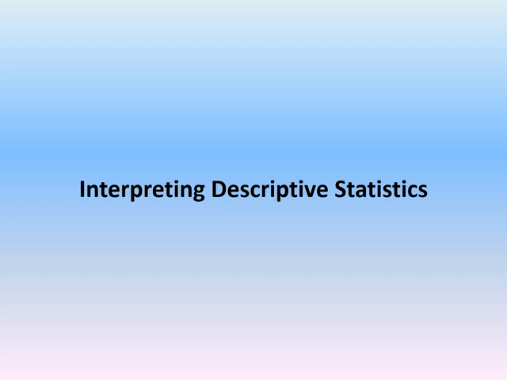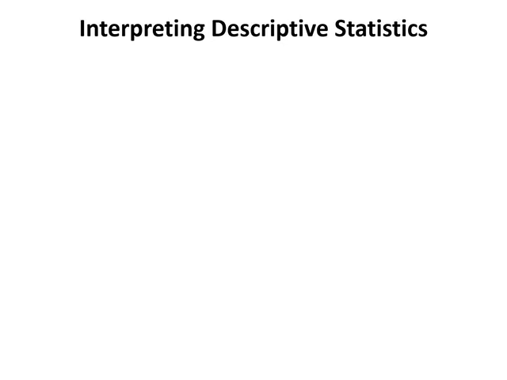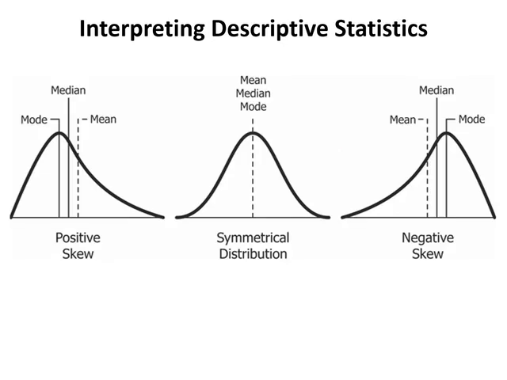Interpreting descriptive statistics. From the previous lecture, which is about normally and not normally distributed data: in the case of normally distributed data, all the measures of central tendency, mean, median, and mode, can be used in the same way. However, the most powerful one is the mean.